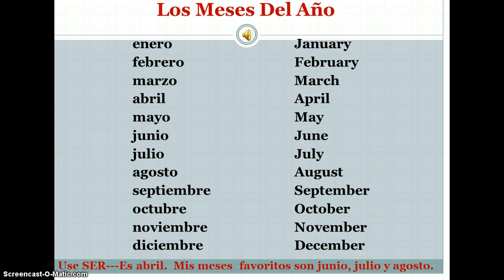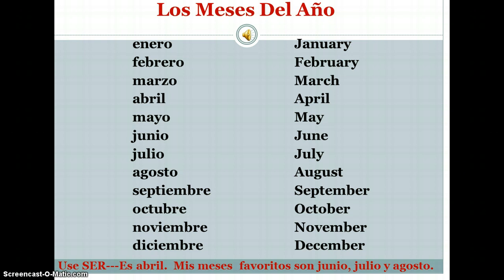Associated with weather, of course, comes the months of the year, los meses del año. So the word for month is mes, the word for year is año. Most of the months of the year are cognates, with the exception of January. So these are really easy. However, please note that you do not capitalize the names of the month unless they start a sentence.